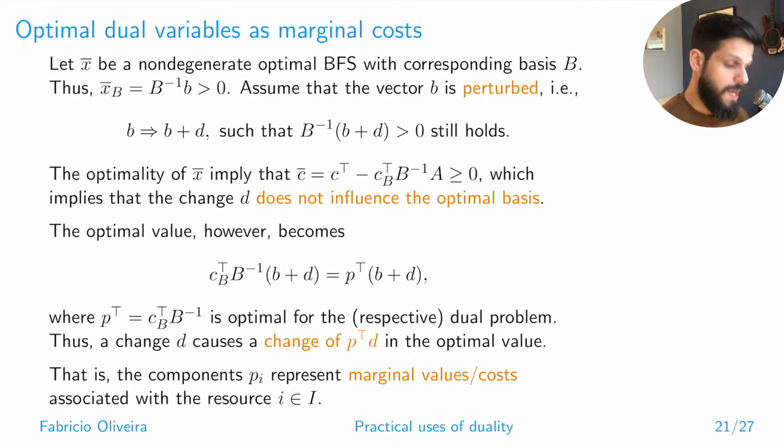And I'll show you how they pop up on the simplex tableau shortly. So that's it. That's the practical interpretation of the dual variable values as the marginal costs.